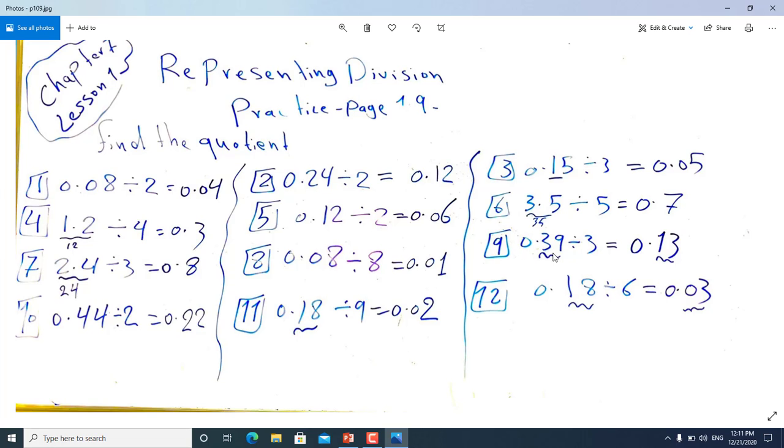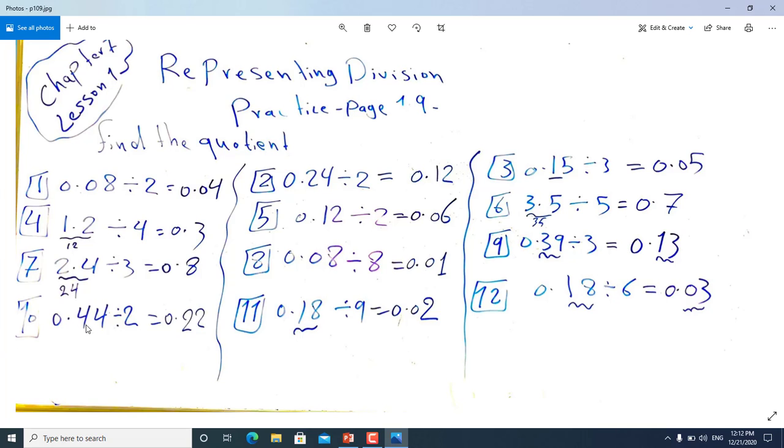From 9, it's 0.39 divided by 3. We will divide 39 by 3. We can say 3 divided by 3 is 1, and 9 divided by 3 is 3. So it's 13. After that, look at the digits after the decimal point, it's two digits. That means it's from place hundredths. So this 13 also has two digits, so it's correct. Just we put point and 0.